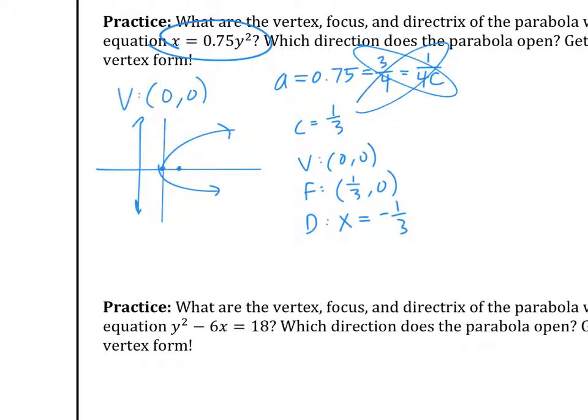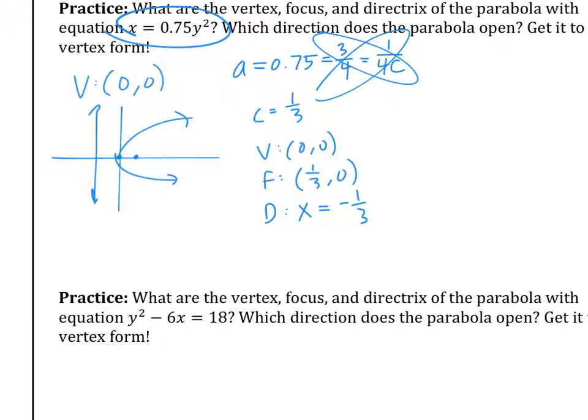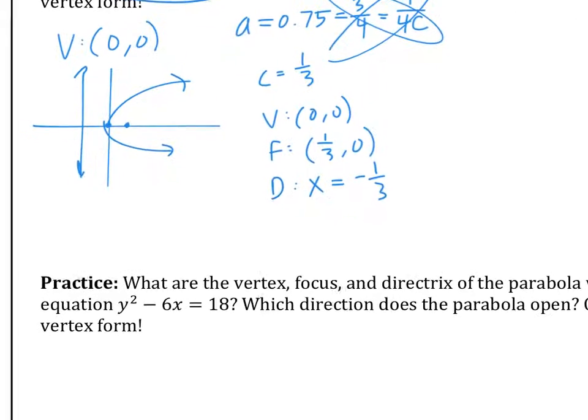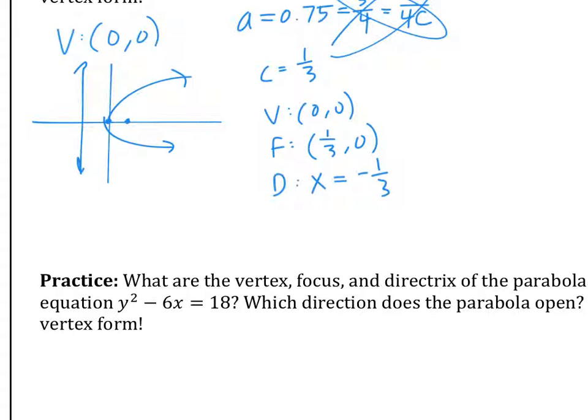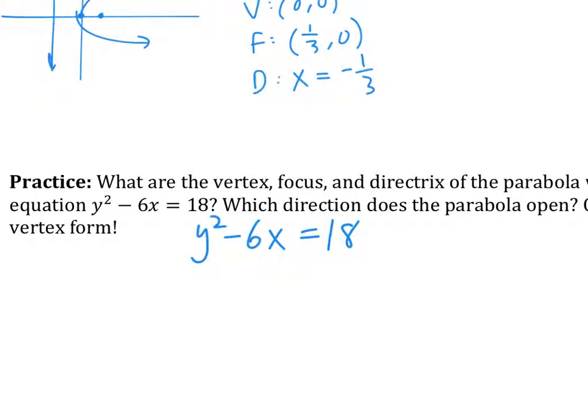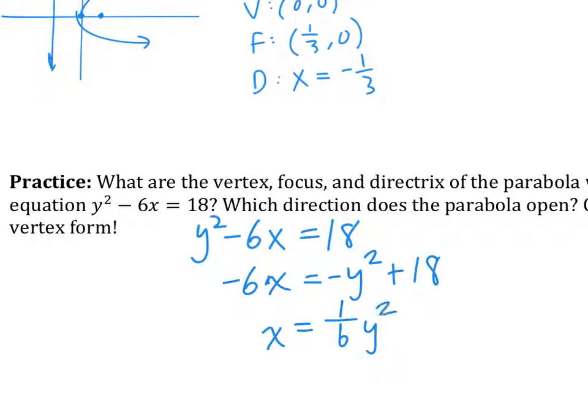Okay, last one. This one is in a very strange form. You need to change it into vertex form or any kind of form that is familiar. So you can see that y is squared, x is not squared. So this is going to be an x equals 2 equation. Okay, so y squared minus 6x is equal to 18. That means we need to solve it and make it x equals. Okay, so -6x equals -y squared plus 18. Divide everything by -6. So x is equal to 1/6 y squared minus 3.